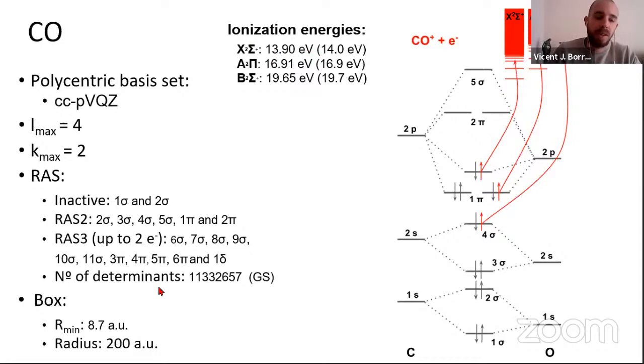And regarding the B-splines, we put the first B-spline at 8.7 atomic units, and our box is of 200 atomic units.